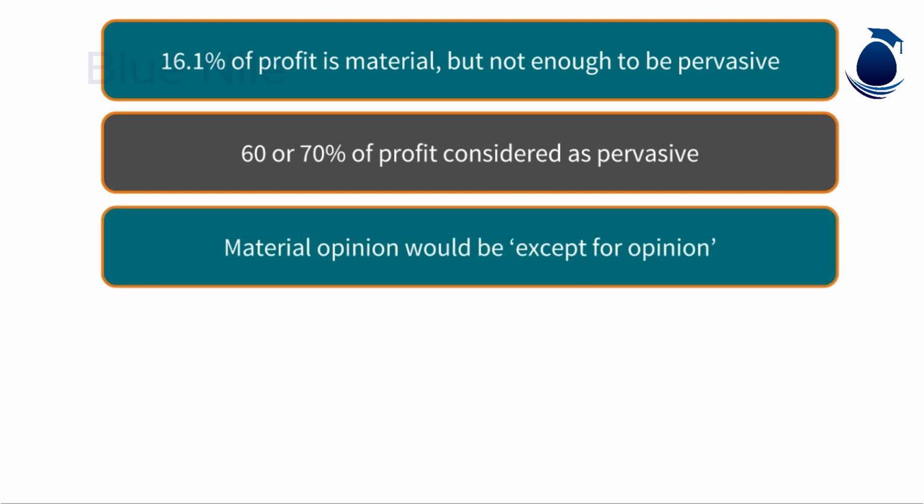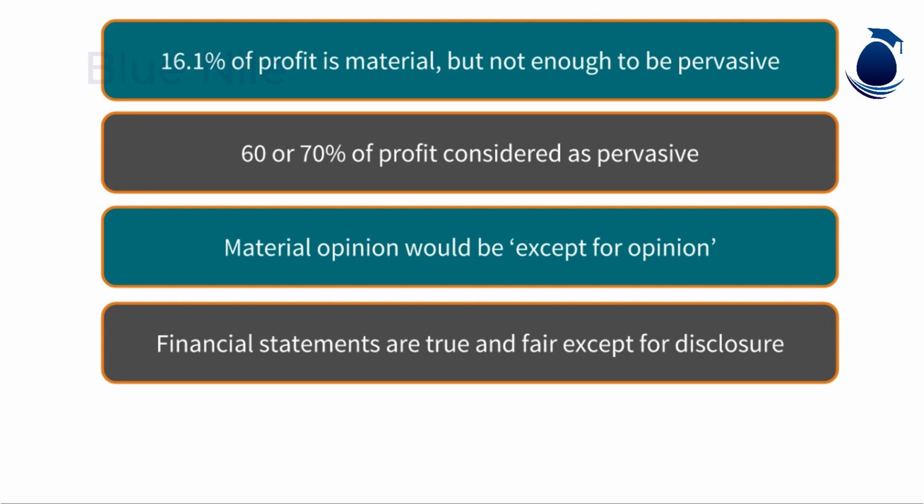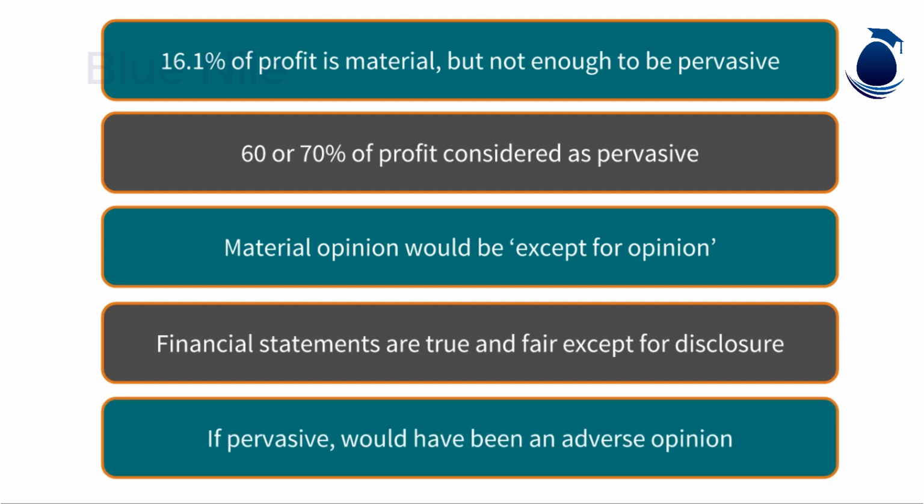A material opinion would be an except for opinion. For example, the financial statements are true and fair, except for disclosure not included on the explosion at an off-site storage location. If pervasive, it would have been an adverse opinion, stating simply the financial statements are not true and fair.